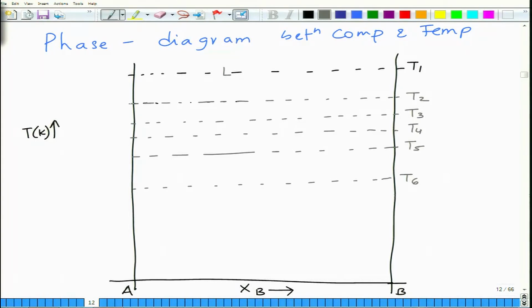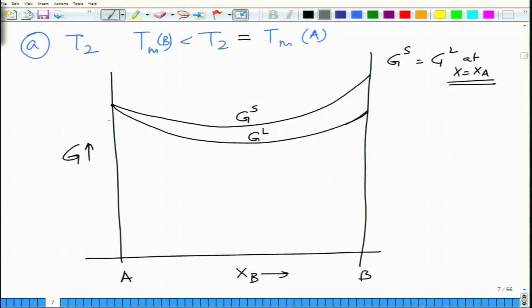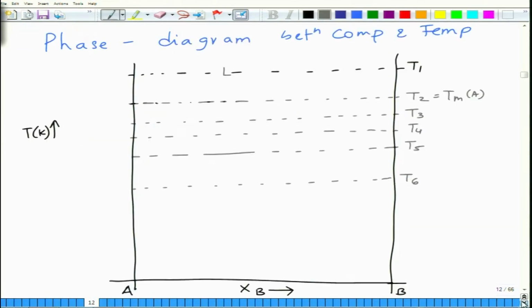At T2, T2 was equal to Tm of A. So, if you go to previous slides, T2 is equal to Tm of A, except here at this point, that is at pure A, solid and liquid coexisted, but everywhere else it was liquid. So, if I go back here, at this point we will have liquid and solid, but everywhere else we will have liquid. All right. So, let us say this is liquid, everywhere it is liquid except at this point where liquid and solid coexisted. Below this will be solid, above this will be liquid.